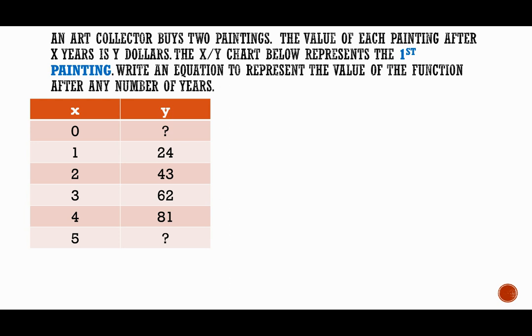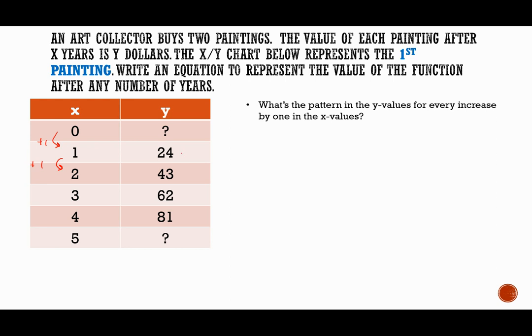So if I want to write an equation, I need to know what kind of equation I should write. And to know what kind of equation, I have to know if it's linear or exponential. So to know whether it's linear or exponential, I have to take a look at the pattern in the y values. But first, I'm going to check and make sure, are my x's increasing by 1 every single time? Yes, they are. So I'm good.